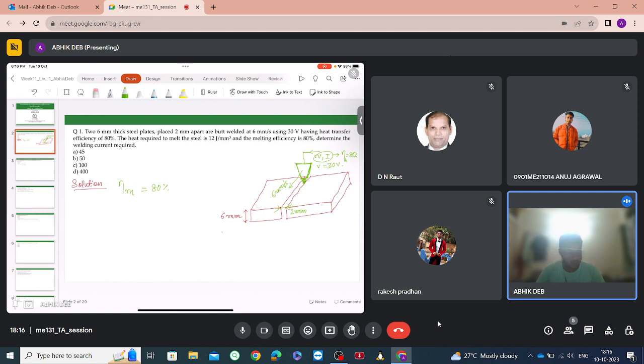Now, how to proceed with this? We first have to determine the area of the weld being made. This is the area of the weld that will be propagated with the speed of 6 millimeter per second. This area of the weld multiplied by this velocity of 6 millimeter per second will give the volume of the weld produced per second. So what is the area of the weld?